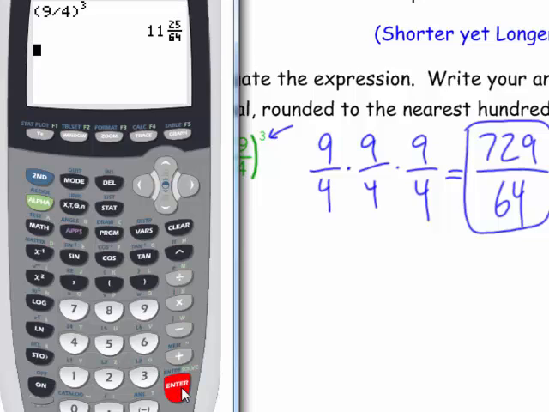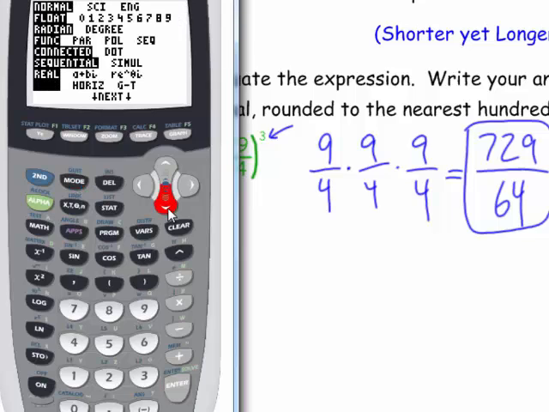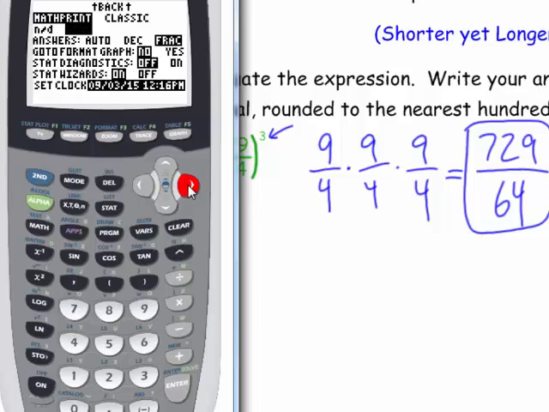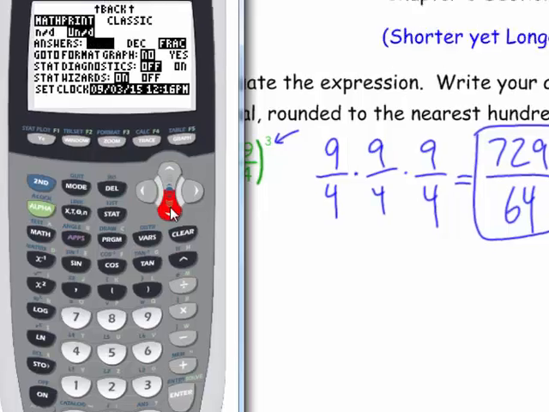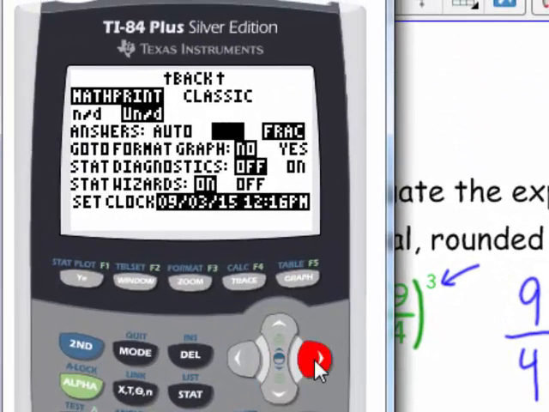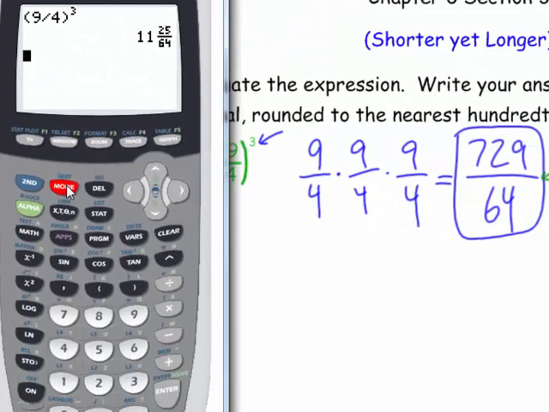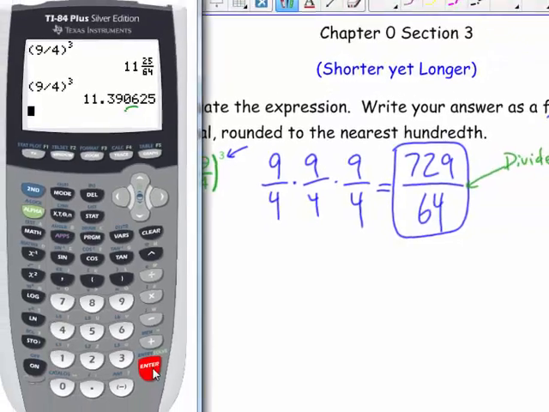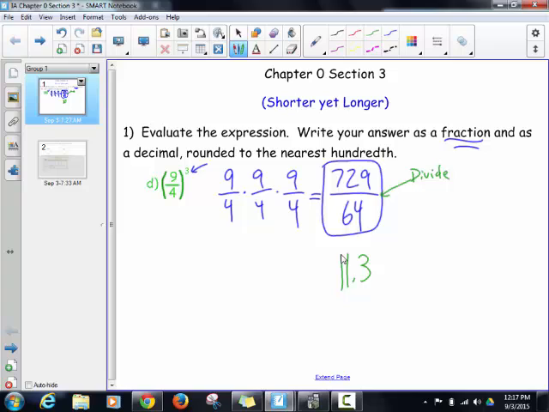Oh, and that actually gave us a mixed number. Remember we set that the other day. When we click mode and we go down, I set that right here. I set it to a mixed number. I can set it back to improper. But now actually I want my answer as a decimal. So I need to switch from fraction to decimal, and I need to second quit. And now I can just do the exact same thing, and I get it in a decimal. 11.39, and this 0 right here tells me to round down, so I leave it as 11.39. That would be to the nearest hundredth.